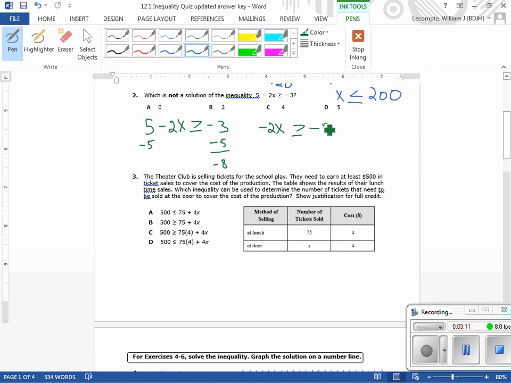I'm about to divide by negative 2 on both sides. When I do, my inequality changes from a greater than to a less than. So my x is going to be less than or equal to, and negative 8 divided by negative 2 is 4. So x is less than or equal to 4. So A is true, B is true, C is definitely equal, so it's true, so D is the one that's not true to that statement.